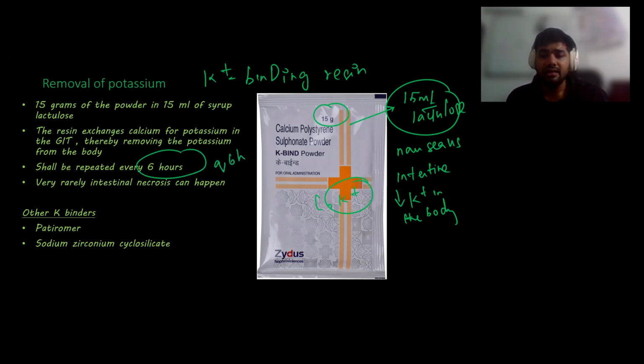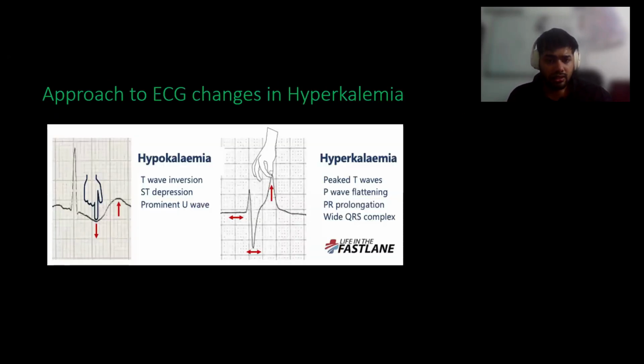But very rarely, this calcium polystyrene sulfonate can lead to intestinal necrosis, and it can also cause diarrhea. Other potassium binders include patiromer and sodium zirconium cyclosilicate, which are not yet available widely in India. So we have finished the treatment for hyperkalemia. Now we will proceed with the ECG changes.